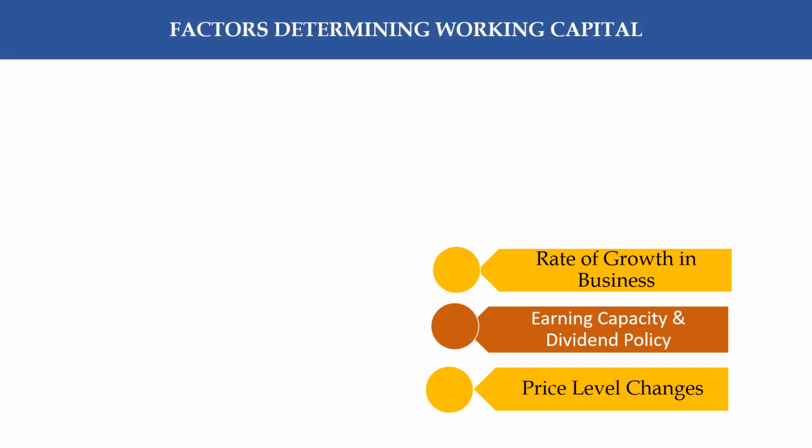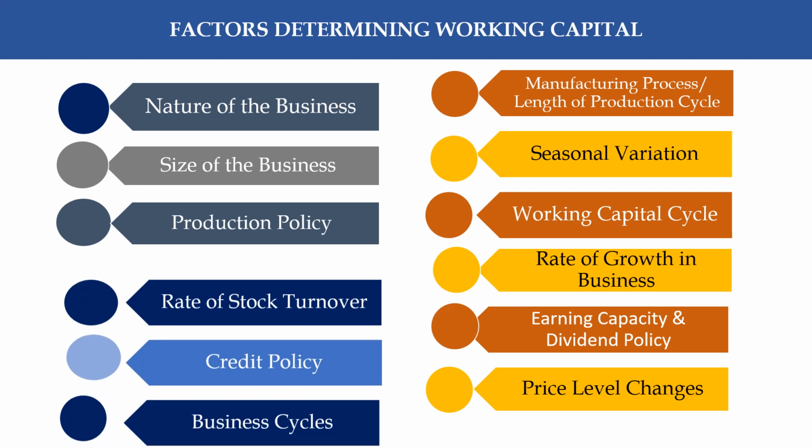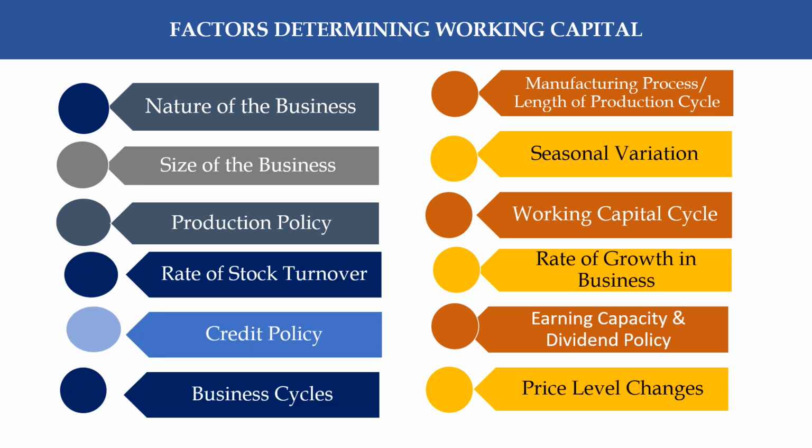So far we have seen how important it is for any concern to have an adequate amount of working capital. Now we are going to discuss the various factors determining or influencing working capital. Number one is nature of the business. Public utility undertakings like electricity, water supply, railways provide services only for cash. So in that case, these undertakings would not require much working capital.